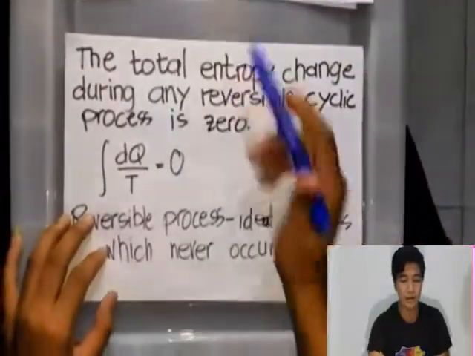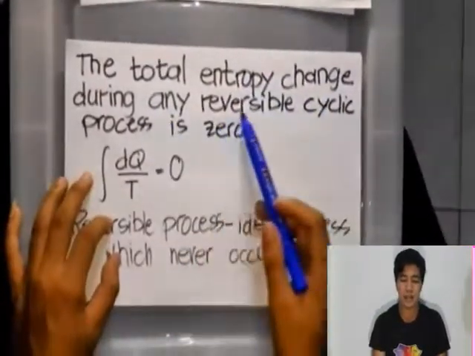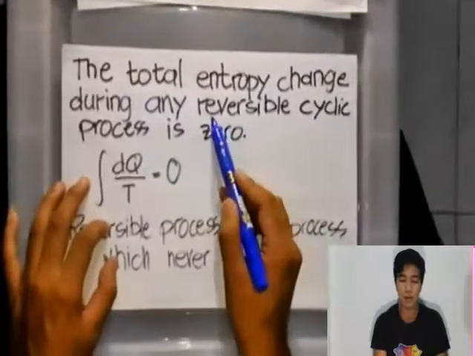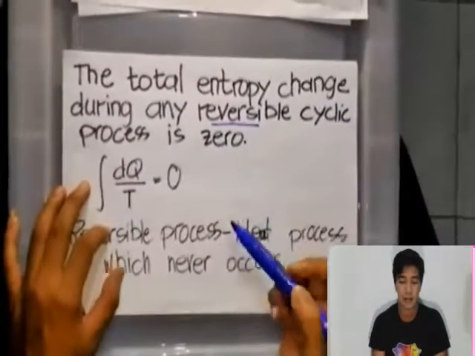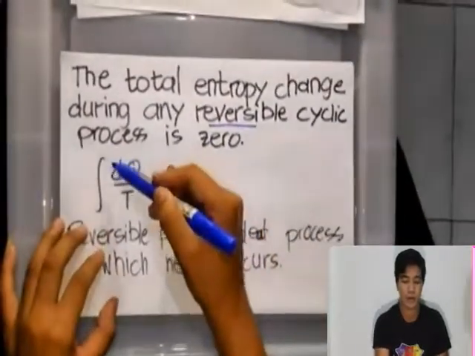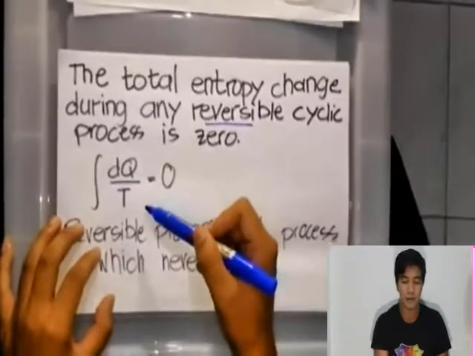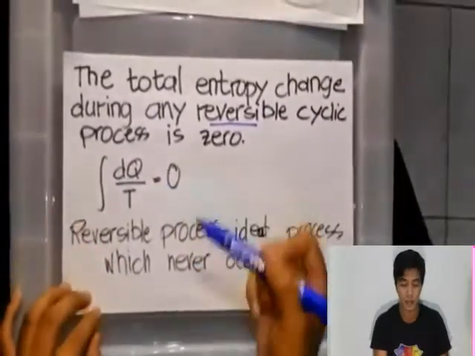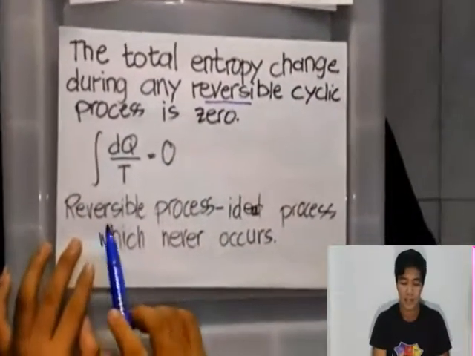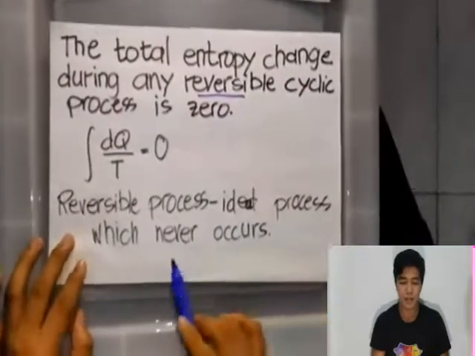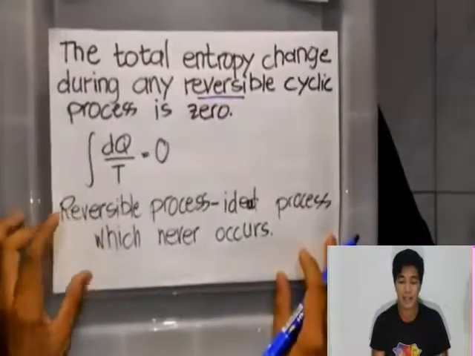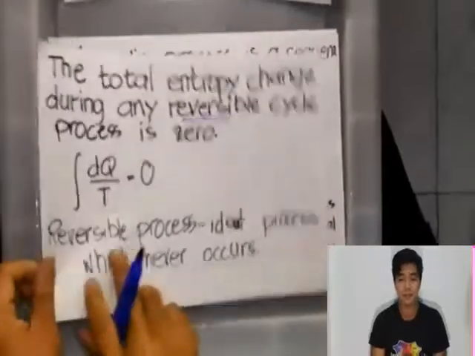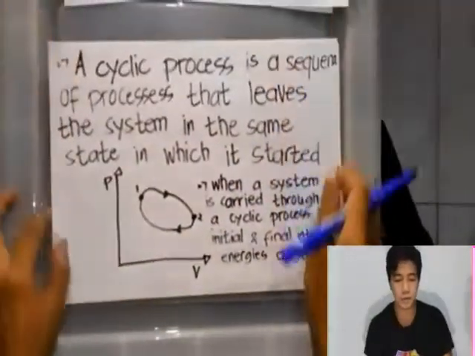So, we have here, the total entropy change during a reversible cyclic process is zero. So, we have here the integral of dQ over T is equals to zero. So, reversible process, ideal process which never occurs. So, ideal lang na siya nga process.